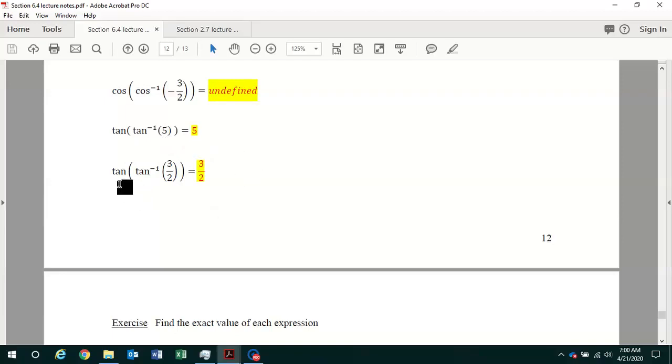And similarly, in the tangent of the inverse tangent of 3/2, the domain of the inverse tangent function is all real numbers, so tangent and inverse tangent cancel in the composition, and this composite is just equal to the number 3/2.